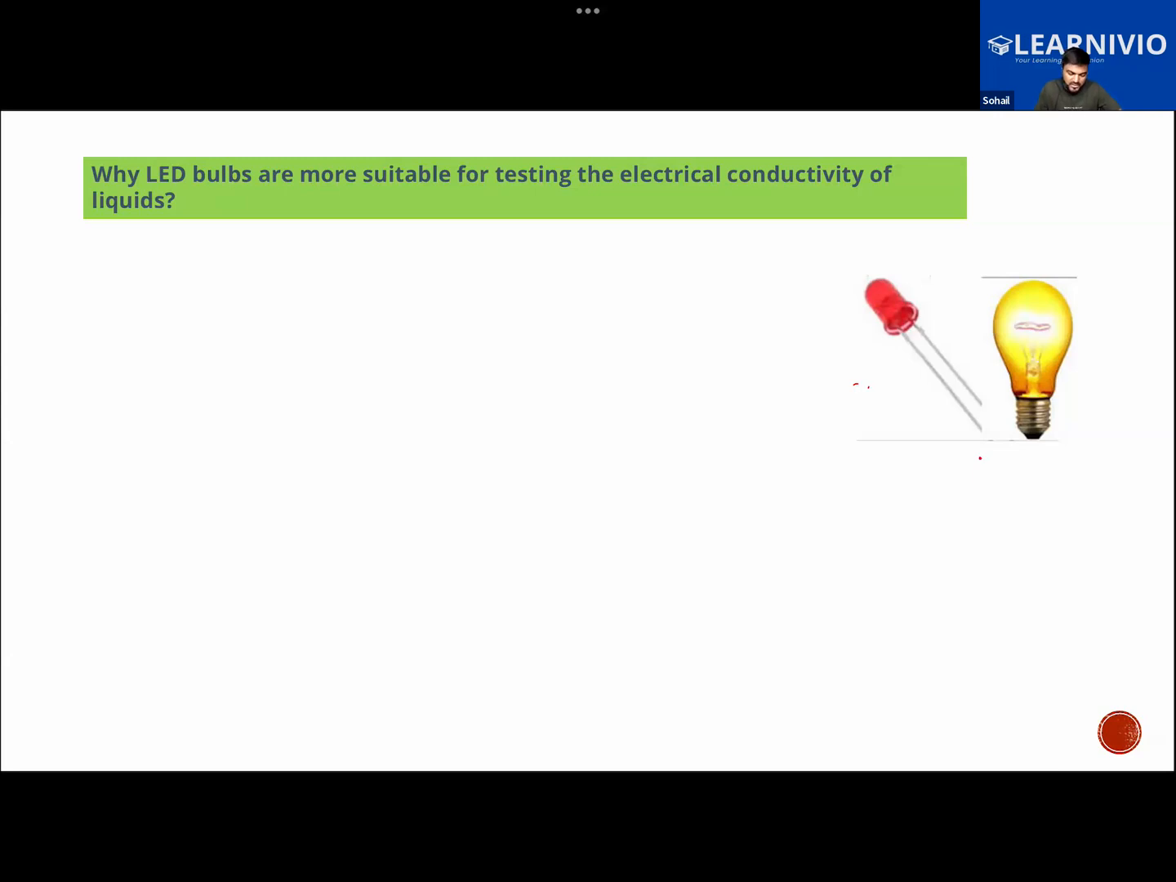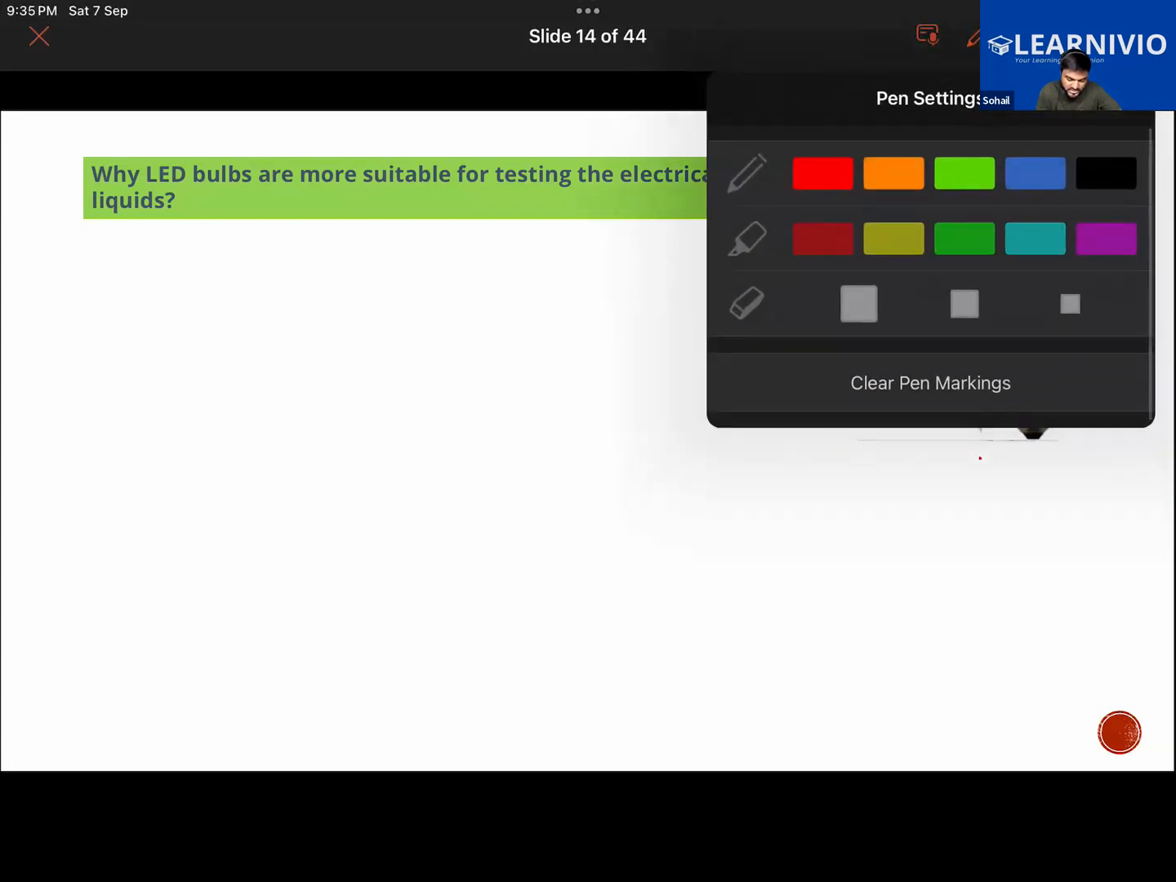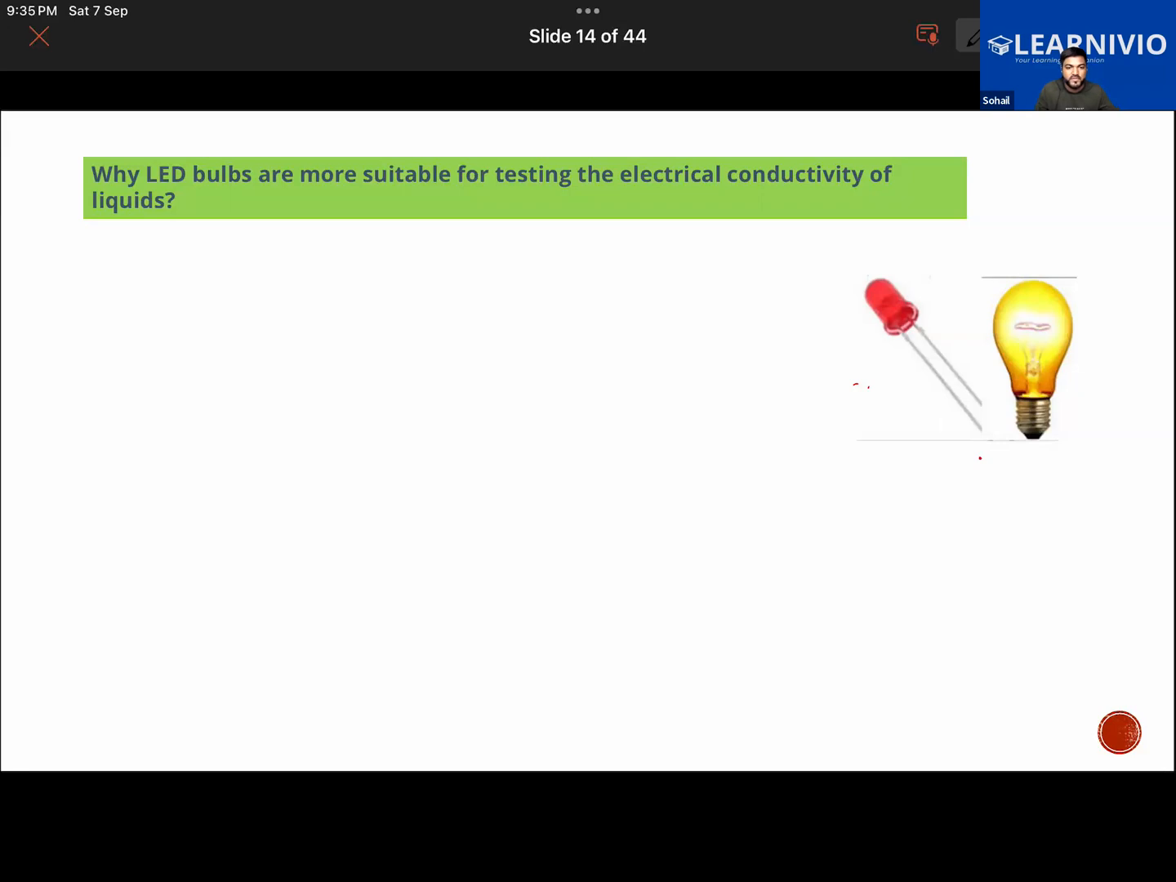Now in this light emitting diode, like this LED bulb, it has two leads. One is shorter, another one is longer. So which lead is connected to the positive terminal of the battery? The longer one. And the shorter one is connected to the negative terminal.